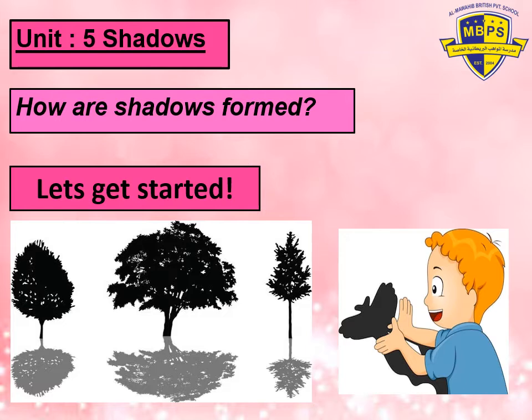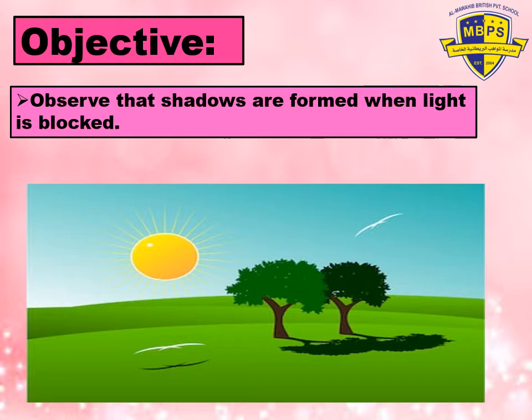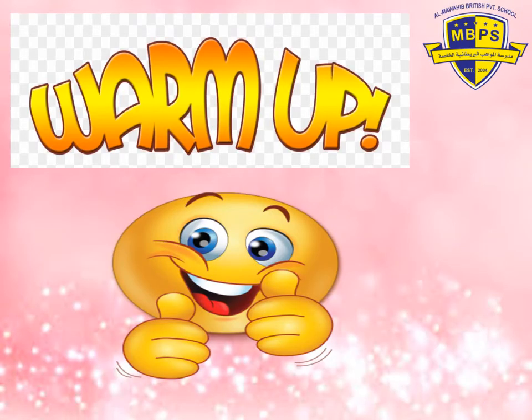So, which unit are we taking? Unit 5, Shadows. How are shadows formed? Let's get started. Our objective: observe that shadows are formed when light is blocked. Now, let's go for a short warm-up. Are you ready with me? Let's go for it.